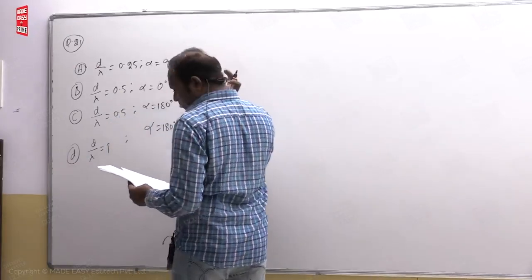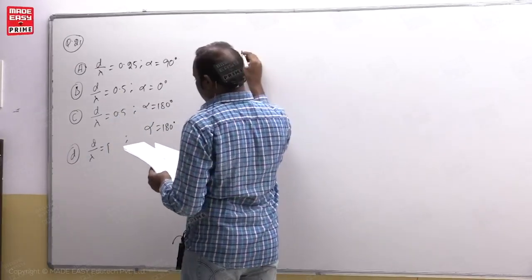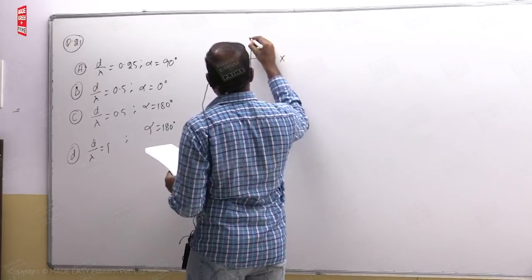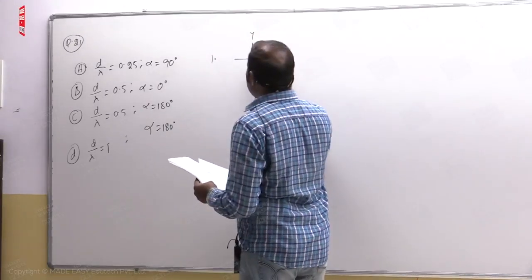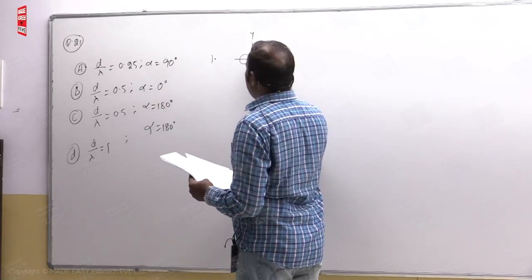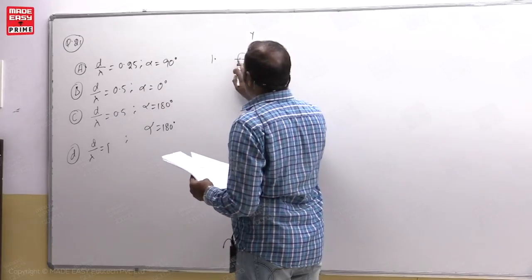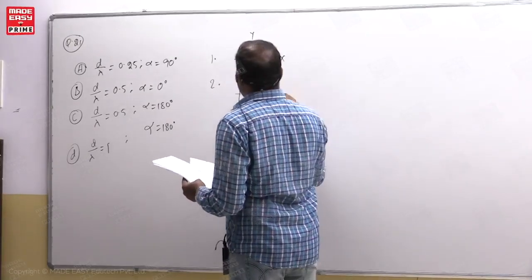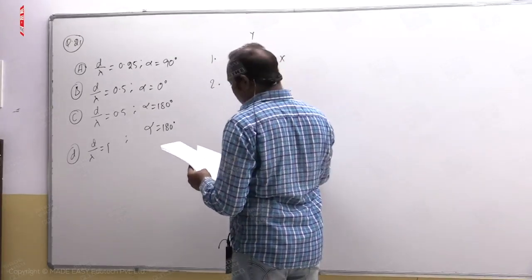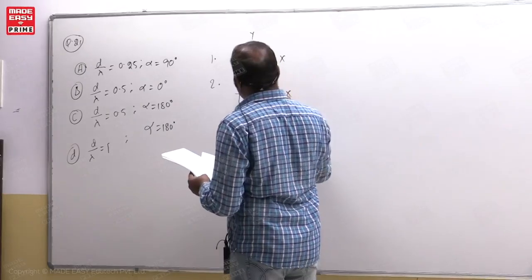So here in the matching, you see this x-axis, y-axis. That means here the angle is measured from the x-axis. That is the meaning of that. It is given like this. Then in the second one, x, y, the angle is measured from the x-axis. It is given like this.